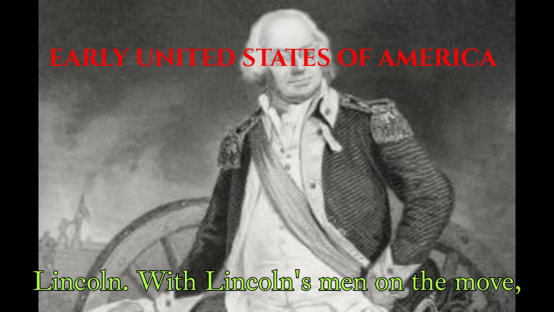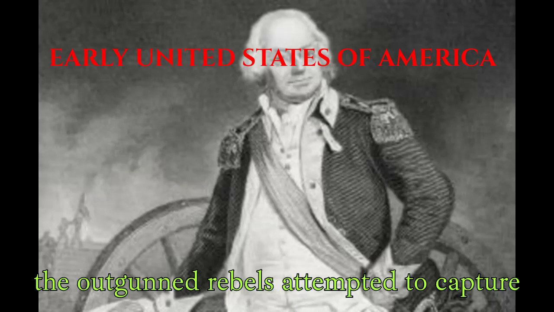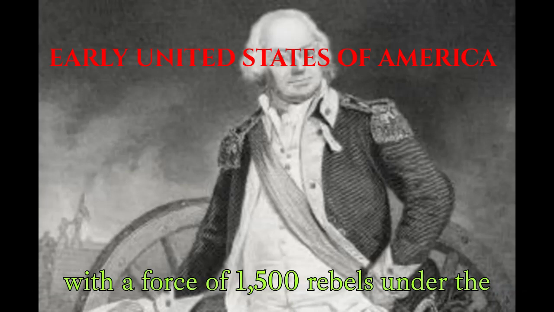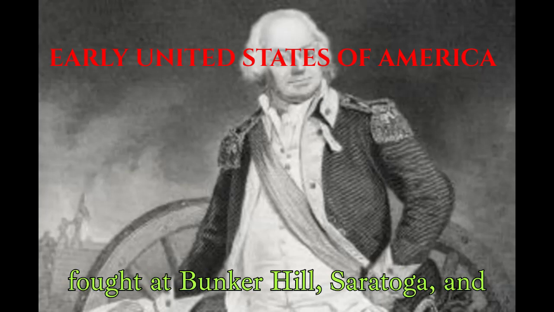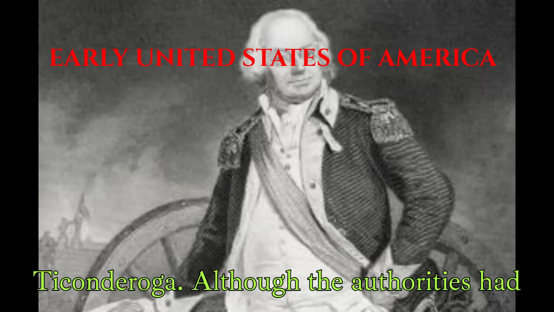With Lincoln's men on the move, the outgunned rebels attempted to capture the Federal weapons armory in Springfield with a force of 1,500 rebels under the direction of Daniel Shays, a former captain in the Continental Army who fought at Bunker Hill, Saratoga, and Ticonderoga.